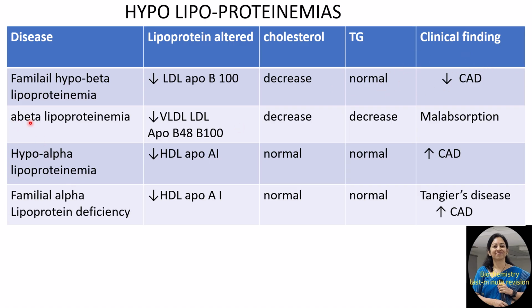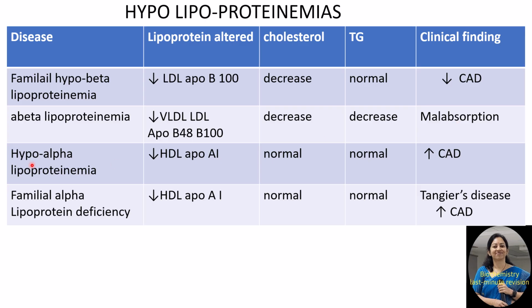Then abetalipoproteinemia. Here B48 and B100 are both decreased, so there is decreased VLDL and LDL. The total cholesterol is also decreased, the triglycerides also decrease, and this is usually seen in malabsorption. Malabsorption is a condition characterized by defective absorption of lipids and other biomolecules from the small intestine into general circulation.